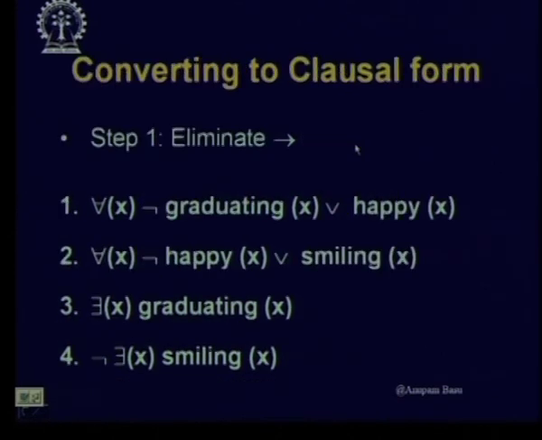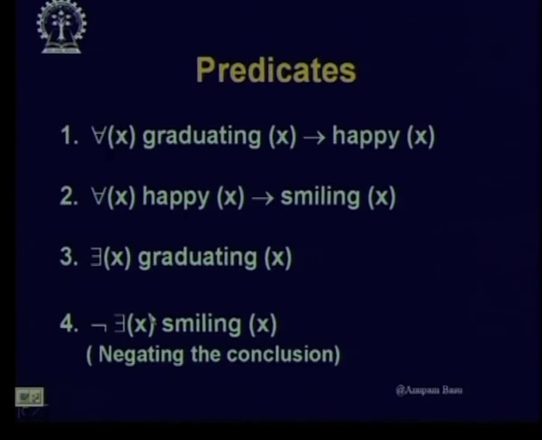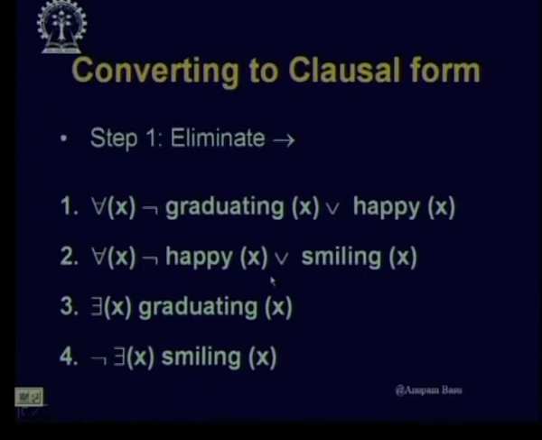Similarly, we can do it for the others. Happy x was implying smiling x. So, that gets converted to not happy x or smiling x. There exists x graduating x, and this did not have any implication at all, that was as it is, and the second one was also not having any implication. The fourth one was also not having implication. So, now I have got a set of clauses which are all free of the implication sign.